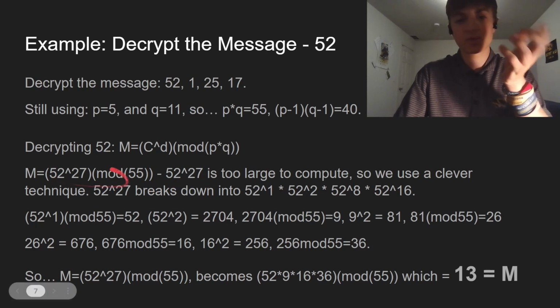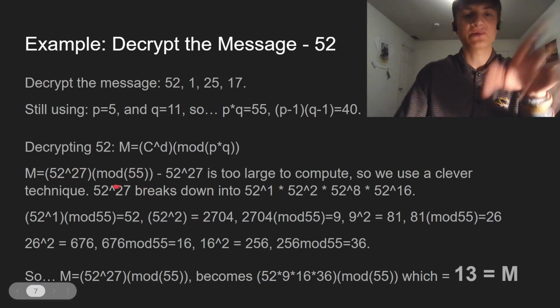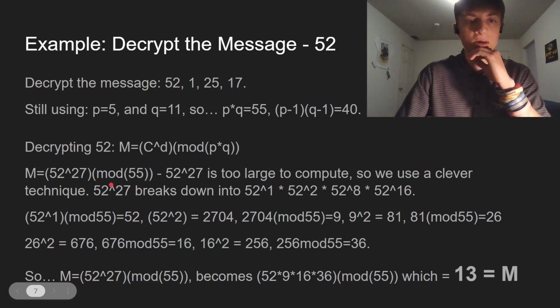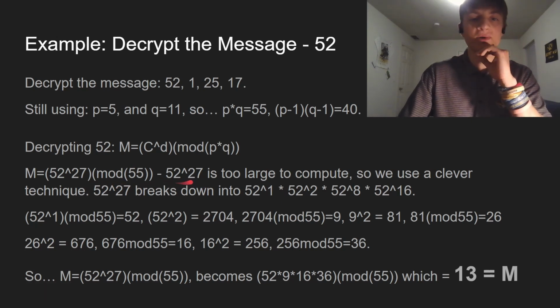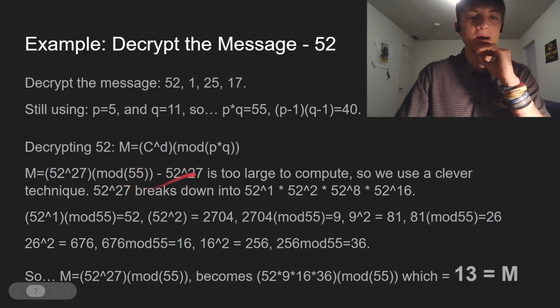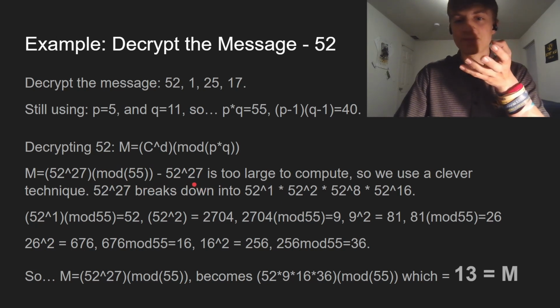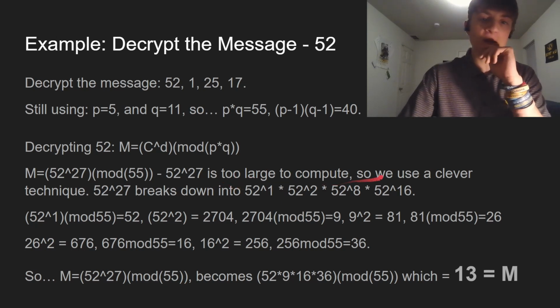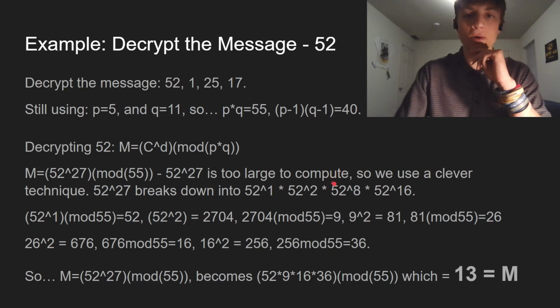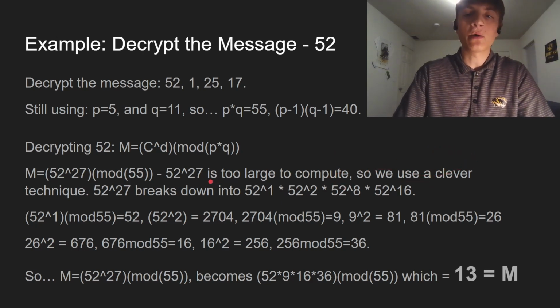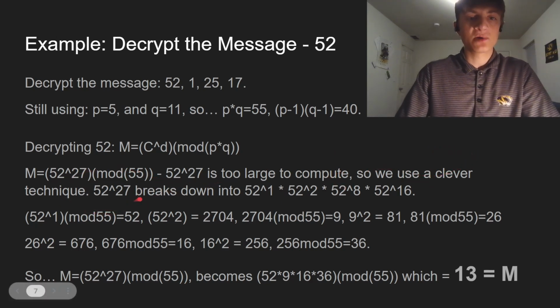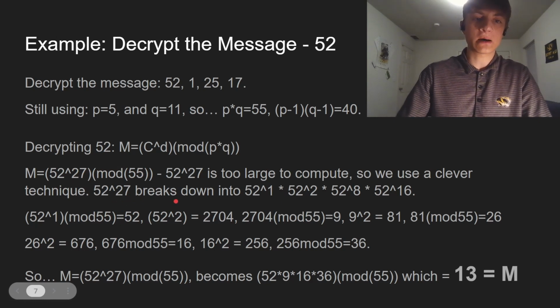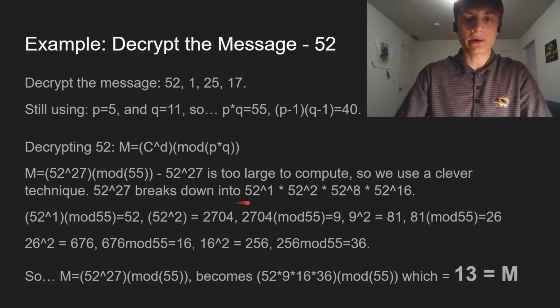Now the problem is we can't just plug this in, at least if we're doing it by hand. Obviously complex computers can, but by hand, 52 to the 27 is too large to compute and divide by 55. If you put it into your calculator, it probably won't work unless you're using a computer. Because it's too large to compute straight up, we have to use a clever technique. Essentially we break 27 down into its binary form.